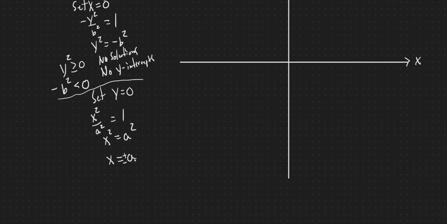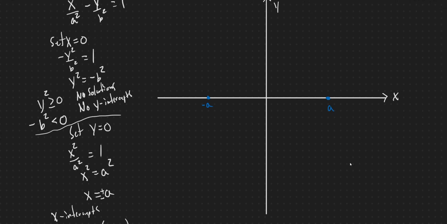And so that gives us two intercepts for the x-axis. So the x-intercepts will be (a, 0) and (negative a, 0). So I'm going to go ahead and plot those. Maybe a is right here, and over here, I'm going to try and keep it symmetric, but not always great with that. So negative a and a there.